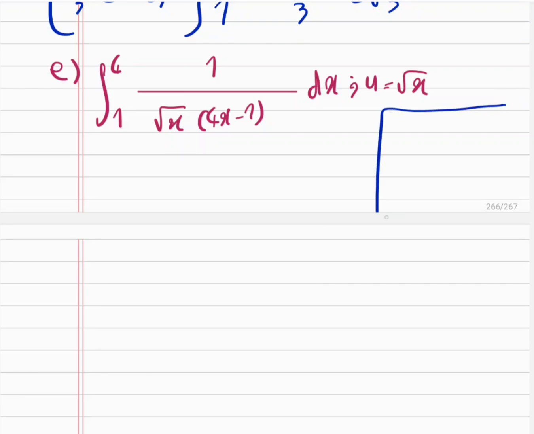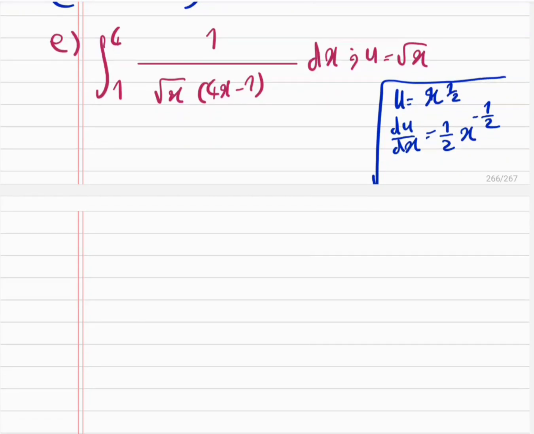Okay, so as usual, we first start by differentiating the substitution. In this case, u is equal to x to the power half, and du dx is equal to half x to the power of minus 1 over 2. Also, let's rearrange this and make dx the subject. So we get dx is equal to 2x to the power half du.